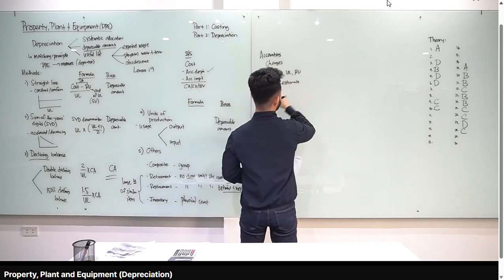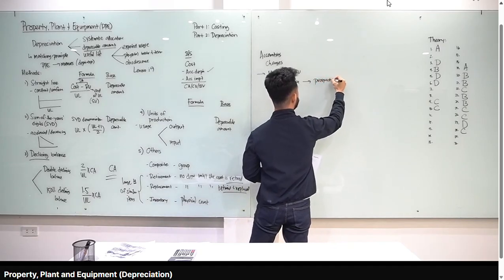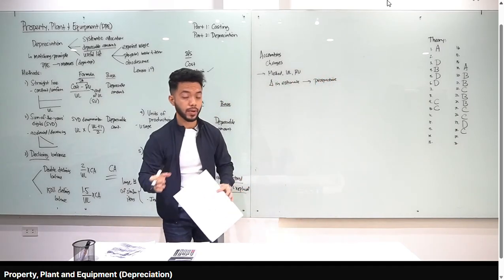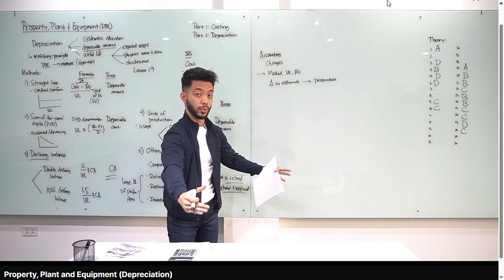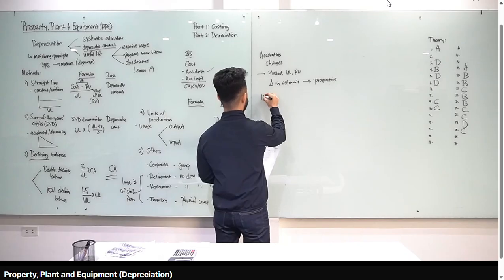And in accounting, class, kapag may change in estimate, the application is prospective. Okay? Or moving forward yung application natin. Hindi mo iibahin yung mga previous years. Moving forward yan, prospective application. Okay? Let's go to illustrative example number 18. Apply natin yan.